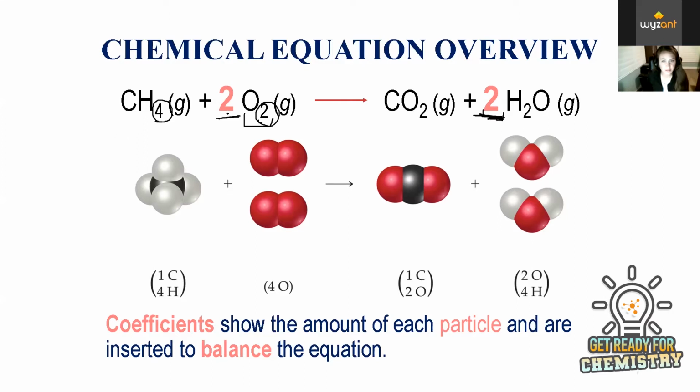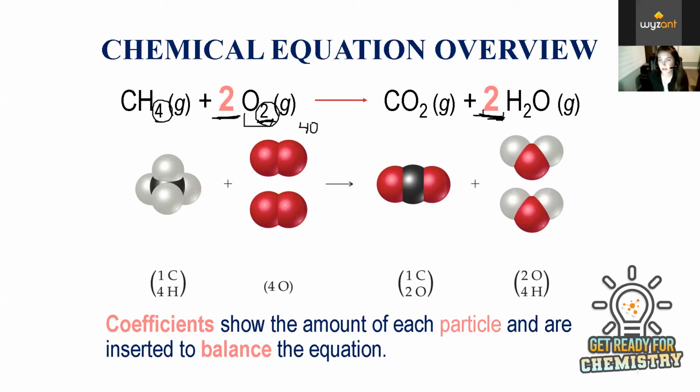That's why it's a little bit difficult, because we have to put a coefficient in, and that will modify the entire molecule. So in this case, if we have a 2 in front of O2, there's technically 2 times 2, so there's technically 4 O's in this case.